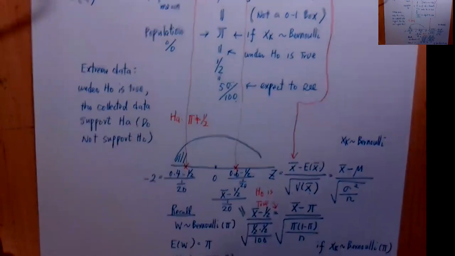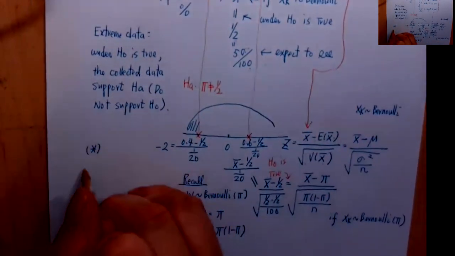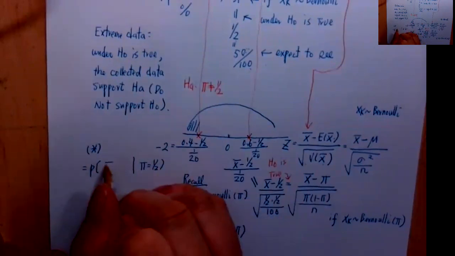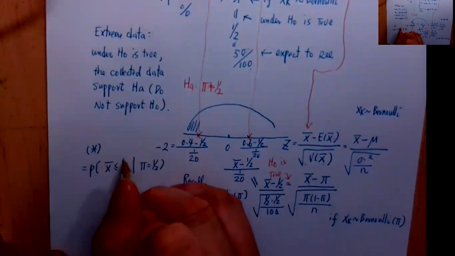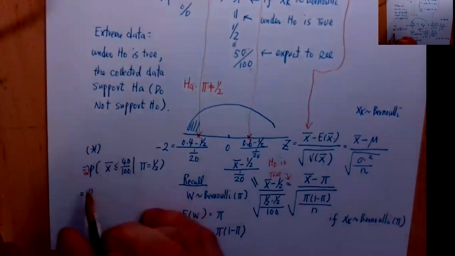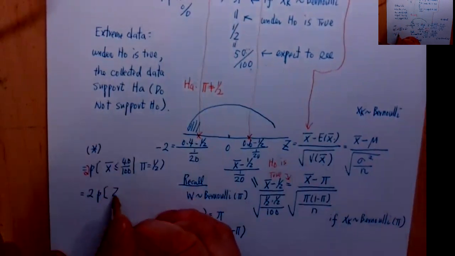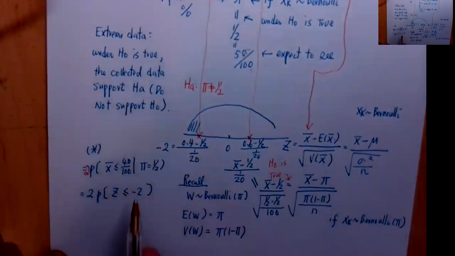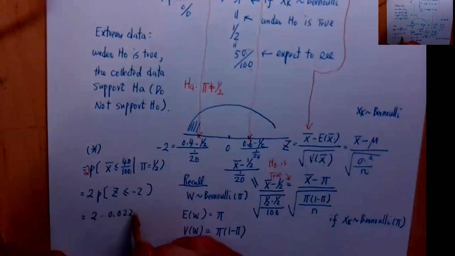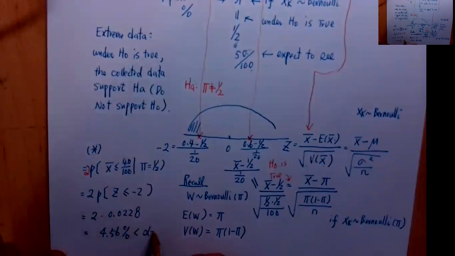So what is the p-value? As you can see, the p-value is the probability, given pi equal to 1/2, that X bar is less than or equal to 40 over 100. But remember, since it's two-sided, you need to times 2. Now, if we standardize it, it's 2 times the probability that the z-score is less than or equal to minus 2. Checking the standard normal distribution table, you will find this is 2 times 0.0228. And 2 times this is 4.56%, which is less than alpha equal to 5%.